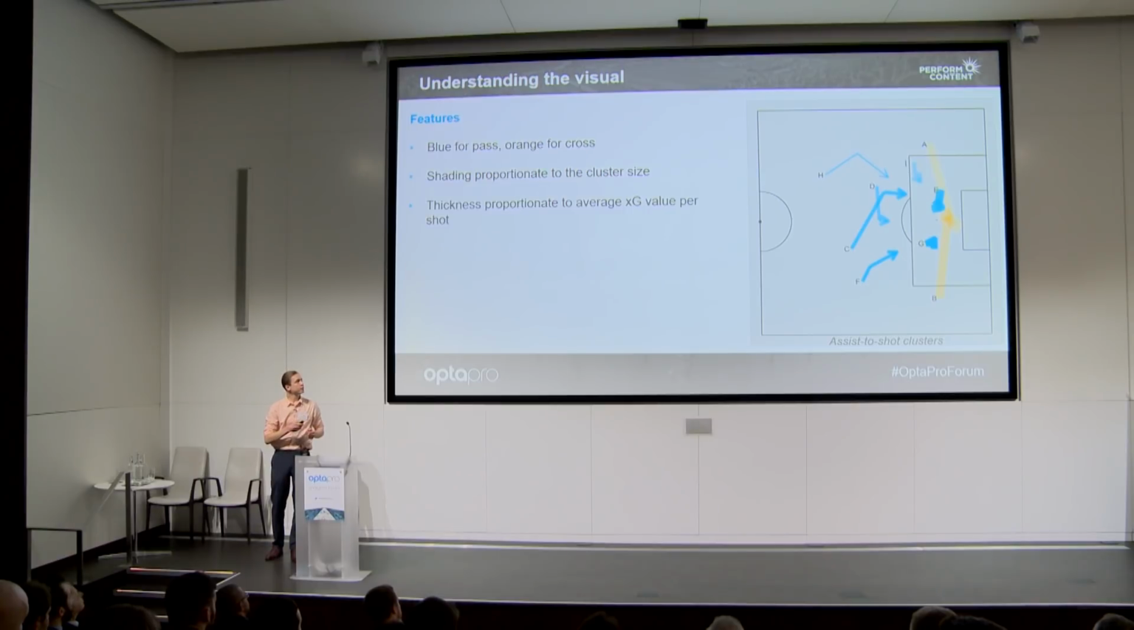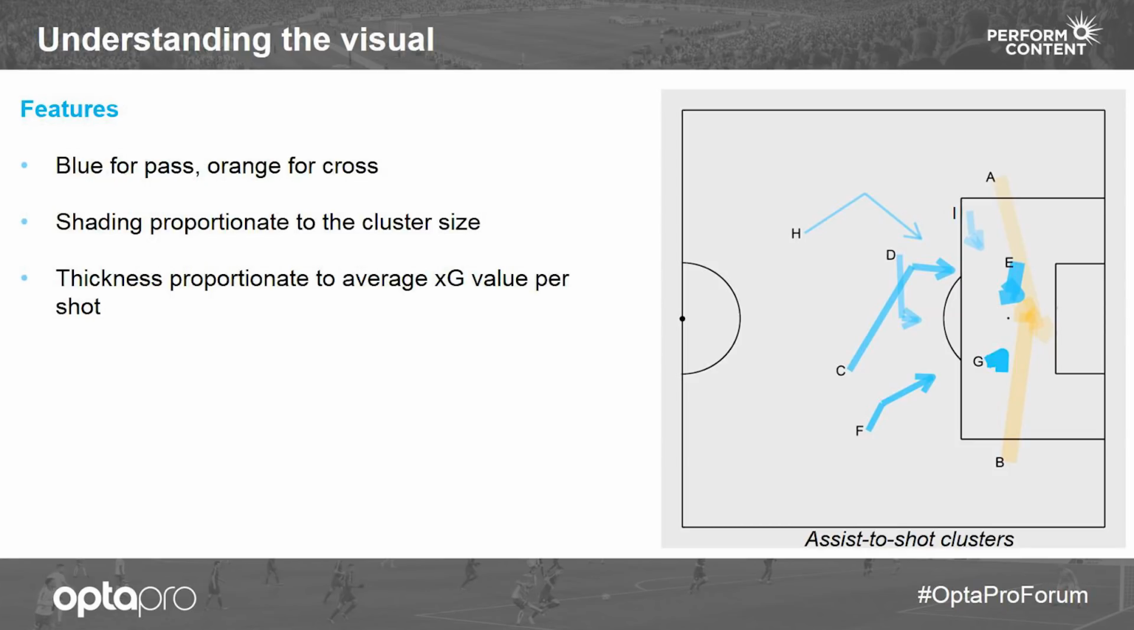Secondly, the thickness of the arrow is determined by the average expected goals value per shot in that cluster. And so this aims to be a measurement of danger. The thicker the arrow, the more dangerous those resulting shots are on average.